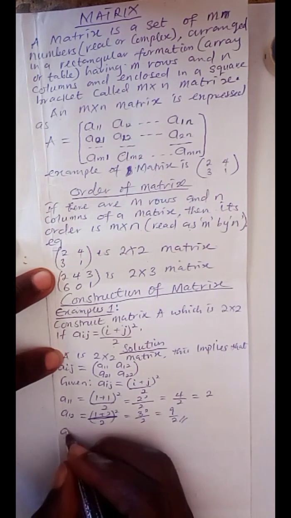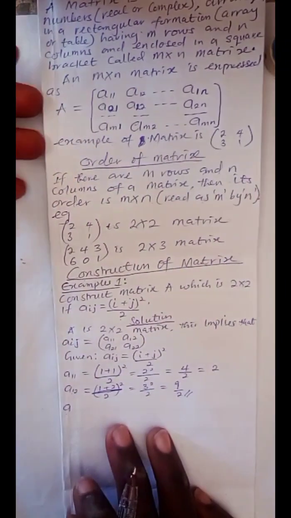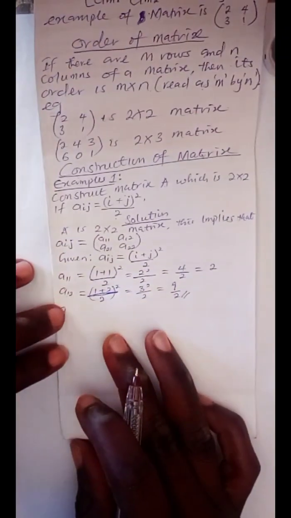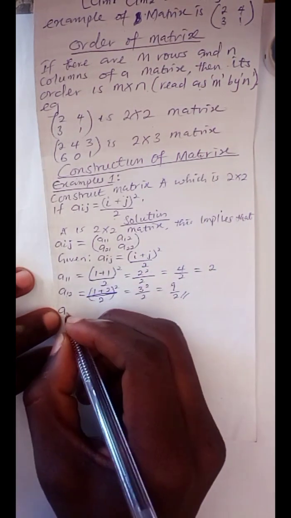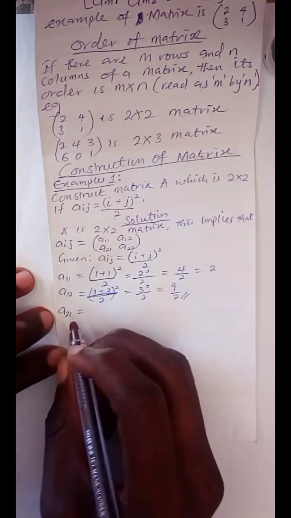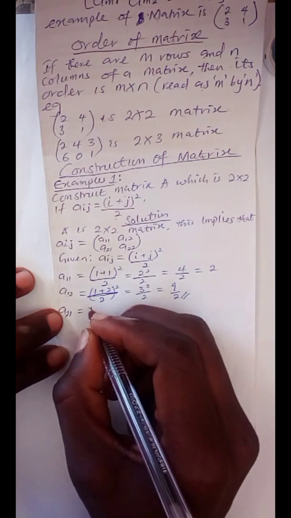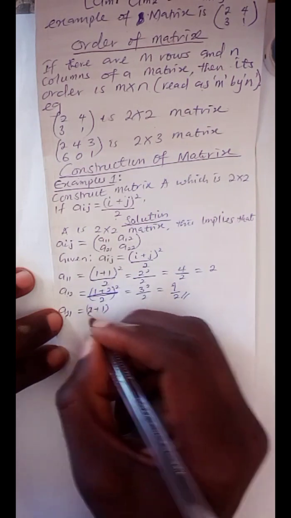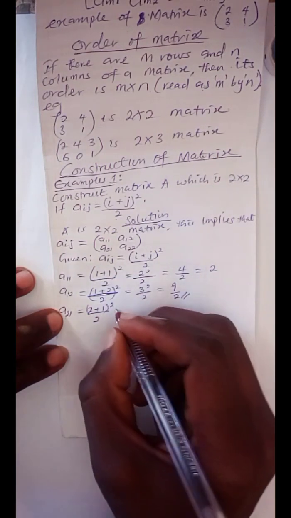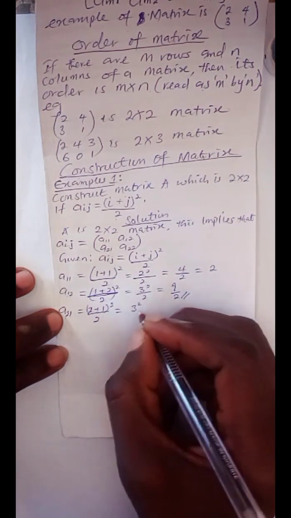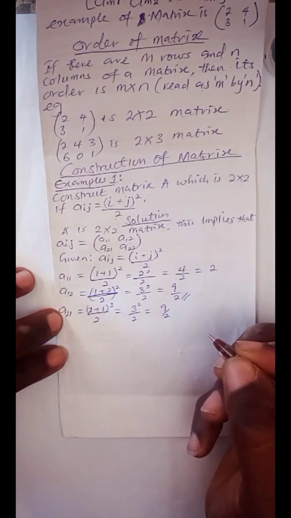Then the element of row 2 column 1, A21. Here our i is 2 and our j is 1, therefore we are going to have (2 plus 1) square all over 2. By substituting in this equation, that is the same thing as 3 square all over 2, which is 9 all over 2.